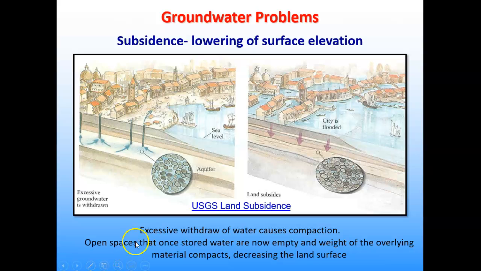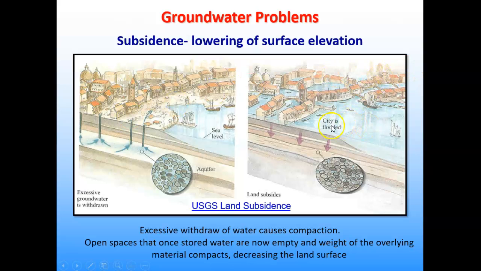And even though the spaces are super tiny, there's billions and billions and billions of them in the subsurface. And if I lower the water table enough, all those little spaces that crush down can cause the elevation of the surface, the land surface, to lower. And so that is subsidence.